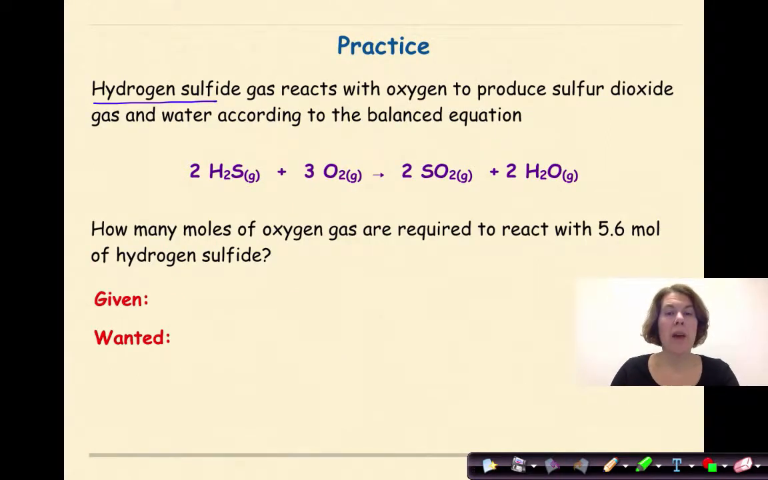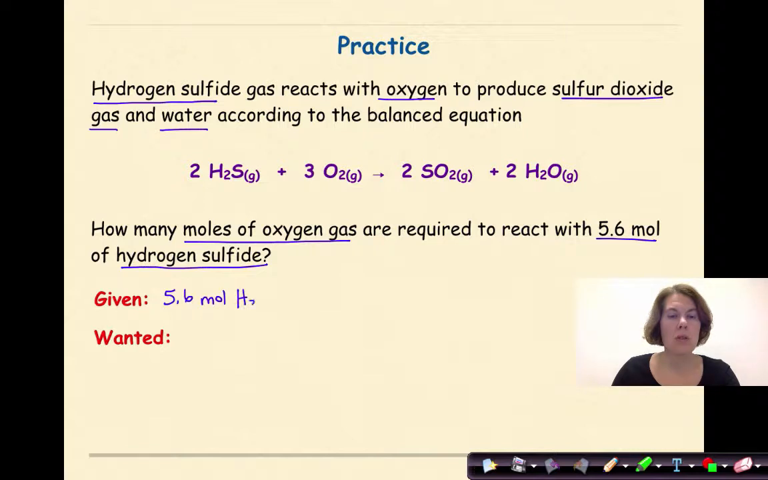Hydrogen sulfide gas reacts with oxygen to produce sulfur dioxide gas and water according to the balanced equation. So here's our balanced equation right here. How many moles of oxygen gas are required to react with 5.6 moles of hydrogen sulfide? In this problem, there is only one number given, so that's my given. My given is 5.6 moles of hydrogen sulfide, H2S. I want moles of oxygen gas because that's what they're asking for. So I want moles of O2.